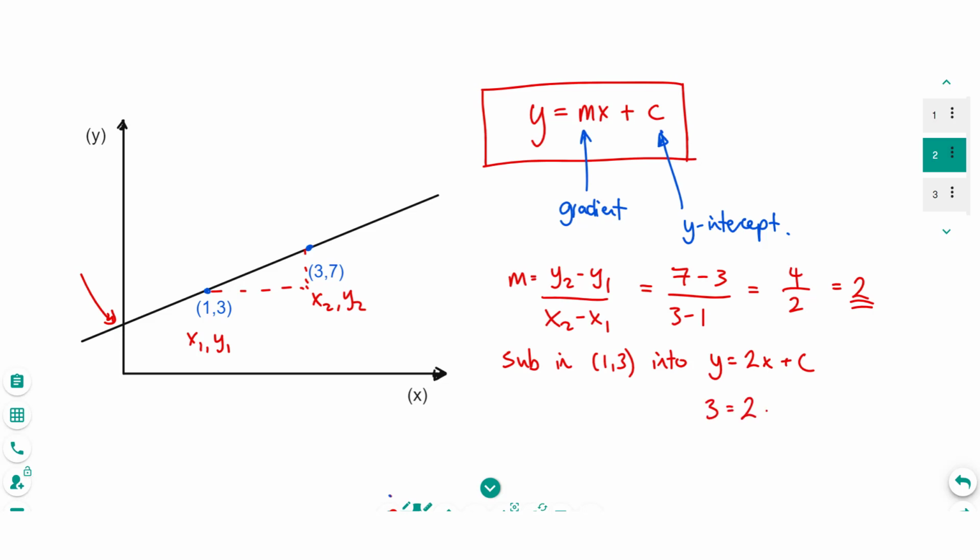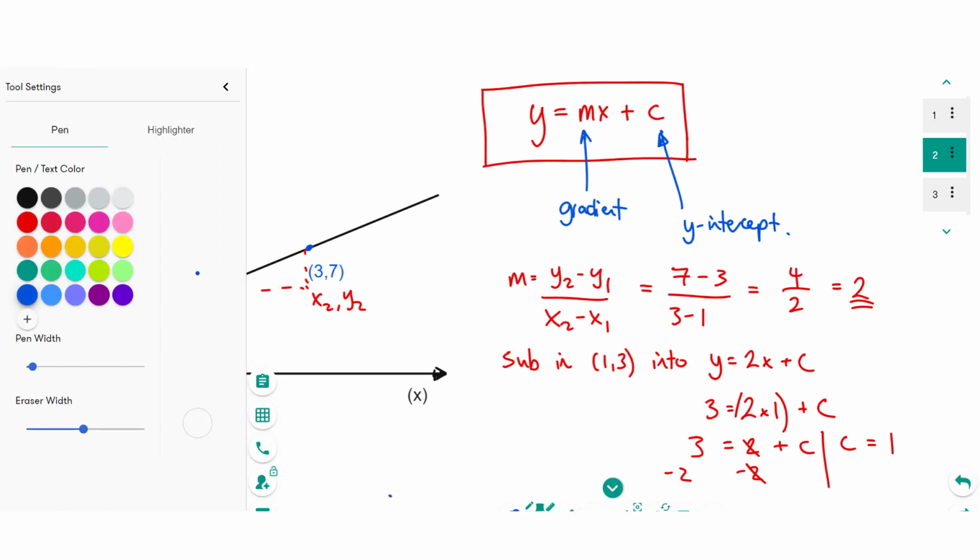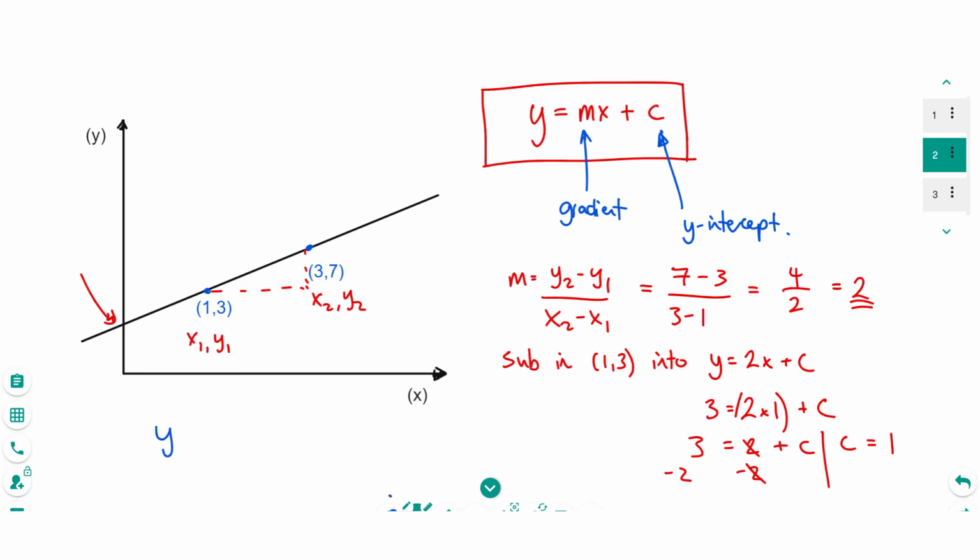3 is equal to 2 times 1, because x is 1, plus c. So that is equal to 2 plus c. So 3 is equal to 2 plus c. And if we solve this for c, we move the 2 over to that side, so minus the 2 on this side, minus the 2 on this side. So they cancel, and c is equal to 3 minus 2. So c is equal to 1. So we can then say that the equation of the line is y is equal to 2x plus 1.